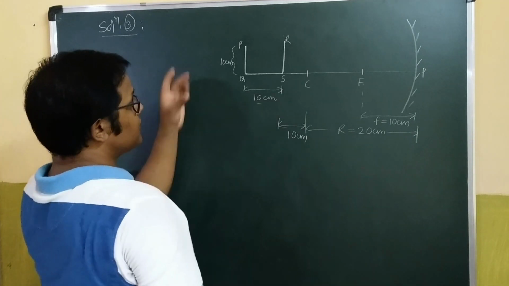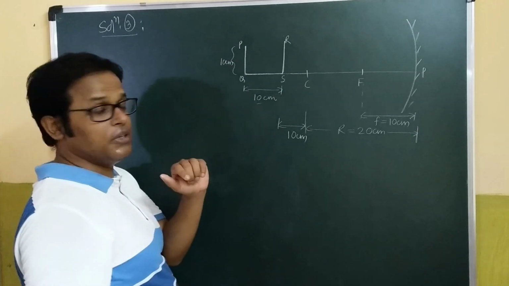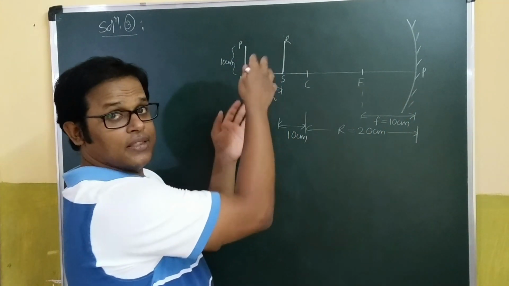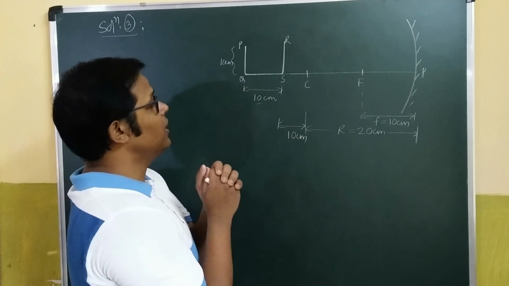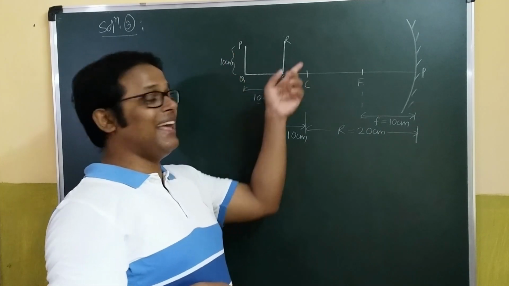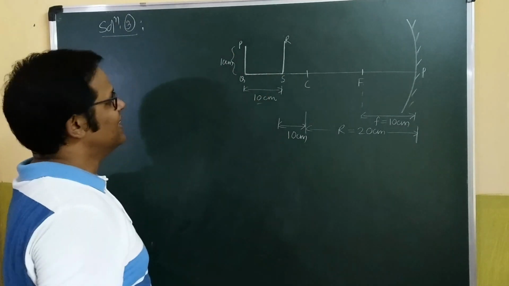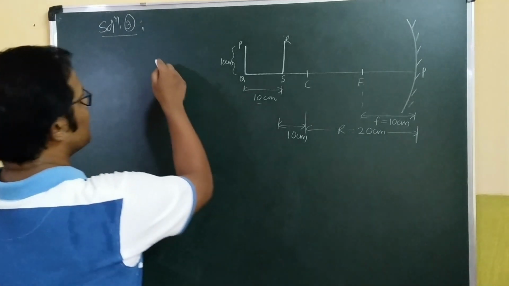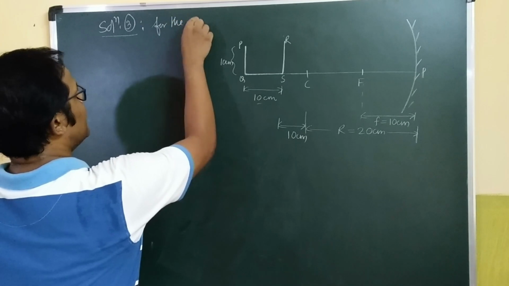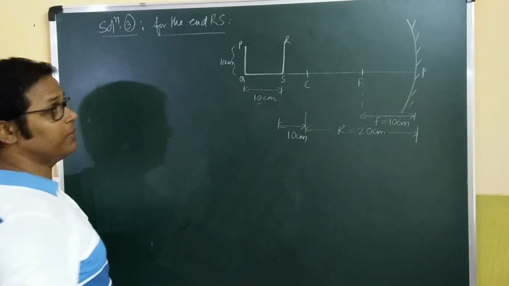At the same time, the sides also have a length of 10 centimeters. So this is closer, this is a bit further away. Again, the sides are going to form in a different way. So the ultimate target of the question is to find out the total length of the image formed. Let's do it. Okay, so for the end RS, let us start with that.